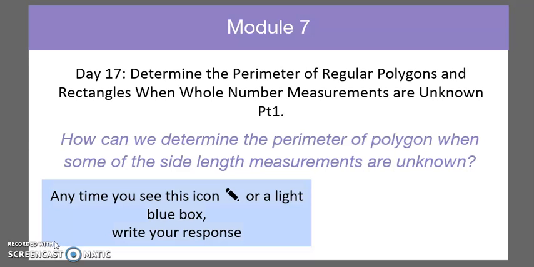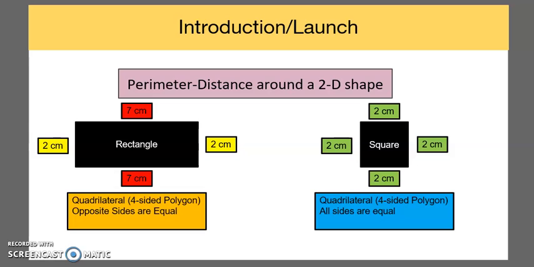Before we get into today's lesson, we're going to go over some information that will help us understand what this lesson is about. First, I want to discuss perimeter. Perimeter is the distance around a 2D shape. That means we measure the outside of the figure, everything on the outside. And today we're going to be looking at two different figures, two different polygons.